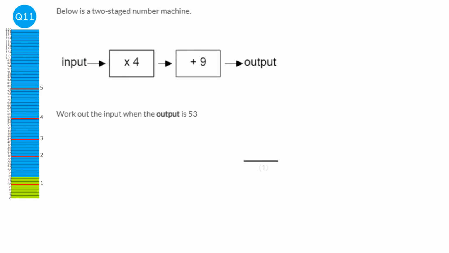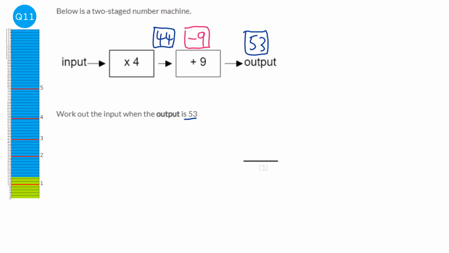In this question, we're given the output as 53. So we know that the output was 53. So now we've kind of got to work backwards. And when we work backwards through a function machine or a number machine, we do the opposite of what it says. So this first one says plus 9, but when we go backwards, we do the opposite, which is take away 9. So we do 53 take away 9, which is 44.